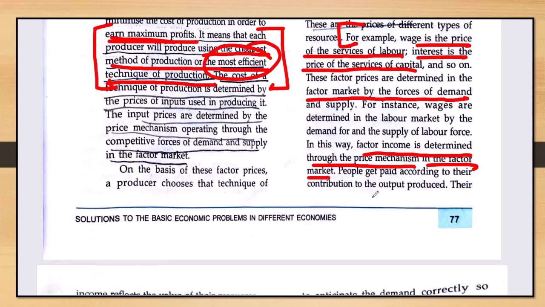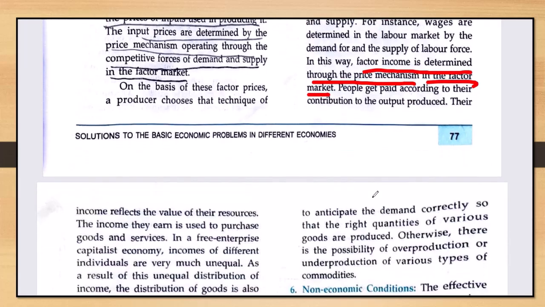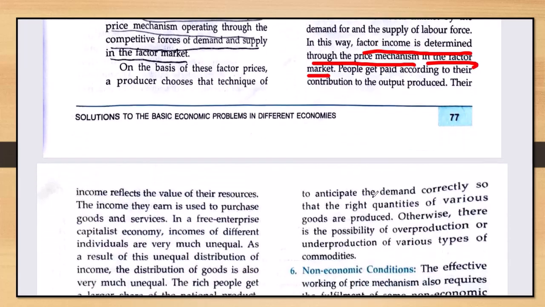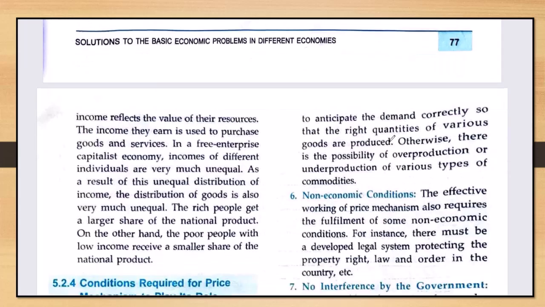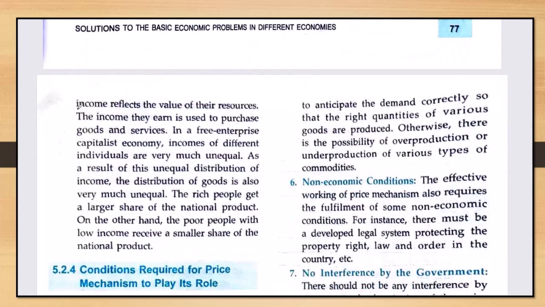People get paid according to the contribution to the output produced. People get paid according to their contribution of factor services. The better the factor services they provide, the higher they will be paid. The skilled laborers are obviously paid higher than the unskilled labor. This is one of the examples. Their income reflects the value of their resources. That means whatever resource they are possessing, income will decide that. Higher income people, that means their resources are of higher value.